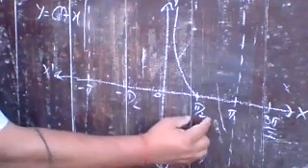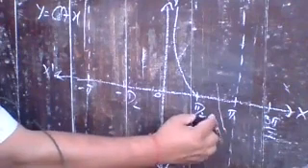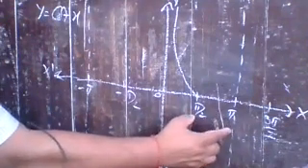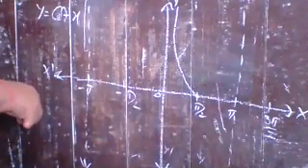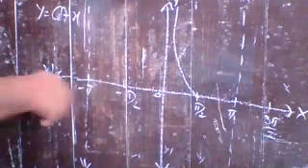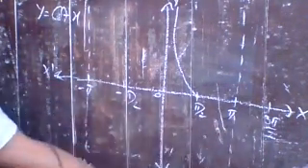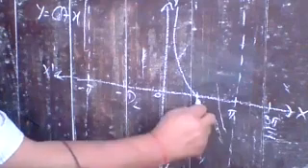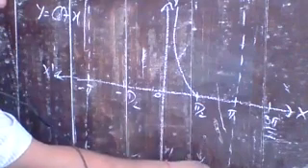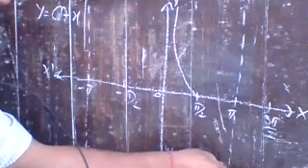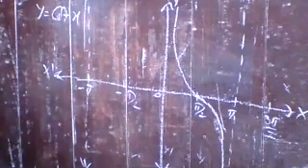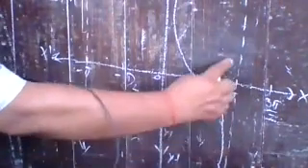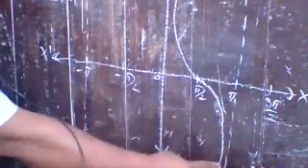Now, if you see the graph in the portion pi by 2 to pi, that is the second quadrant, and in the second quadrant cot x is negative, and at pi it is not defined. So the graph you can draw like that. Here it is not defined, and it becomes parallel to this line which is at pi.